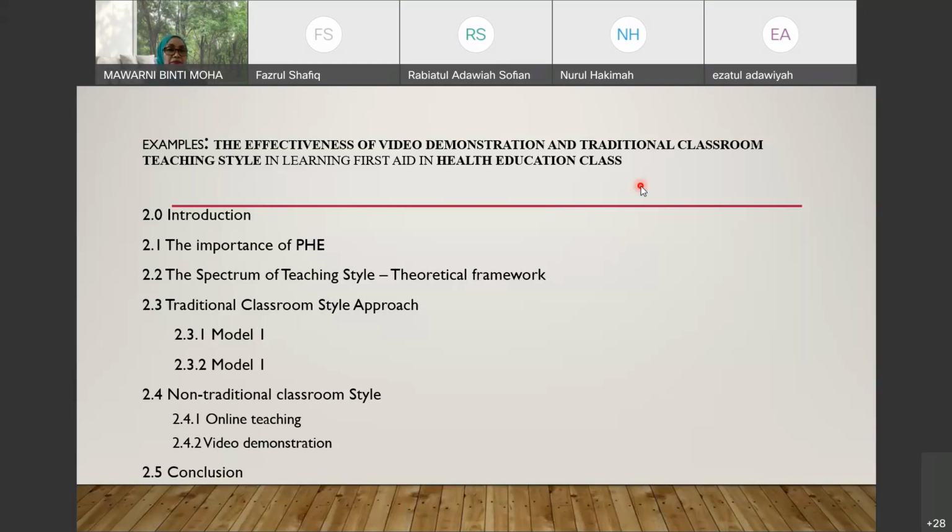I'm giving an example here, the spectrum of teaching style. So there is a framework for teaching style. So you put that framework on the teaching style. Sometimes you may use the particular framework, or there are also times when you adapt that framework and put it into your overall framework. Okay. And then in your literature also you must talk about the traditional classroom style approach because you mentioned that in your topic. Okay, so what are the traditional classroom teaching styles you are referring to that you do in your research? So you choose two models, model 1 and model 2. I don't have to tell you what they are, right?